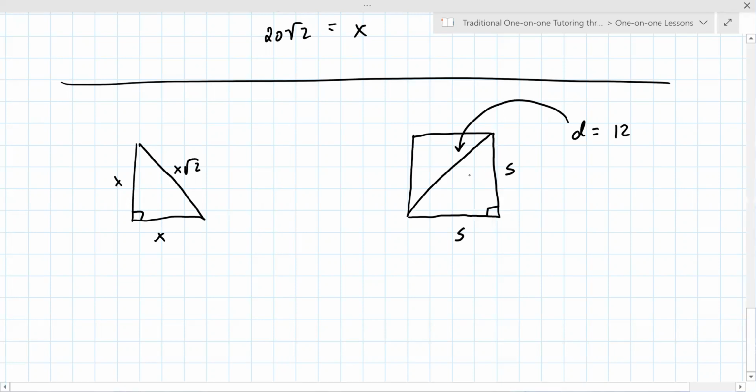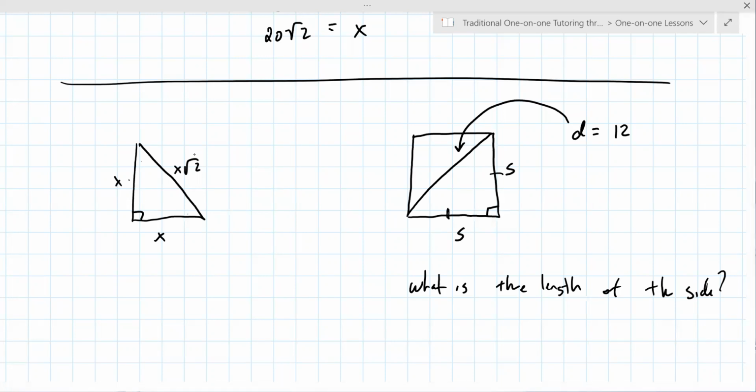I want you to see though that in a square, the side lengths are the same, just like in a 45, 45, 90 triangle. So you're essentially setting this 12 equal to x root 2 again. Then the question would say, like, what is the length of the side? Okay, but you're going to do the same thing. You're going to set this 12 equal to x root 2 and solve for x. So can you try that for me, please? Okay.